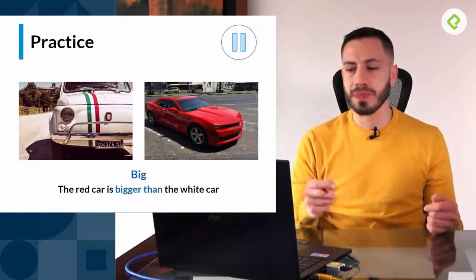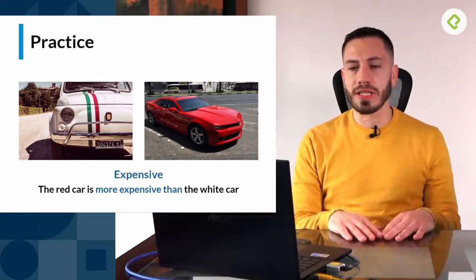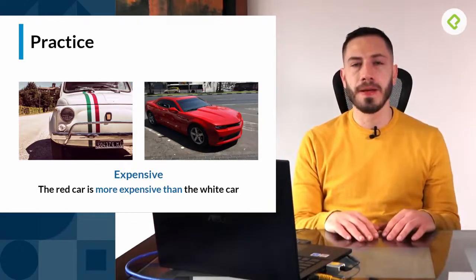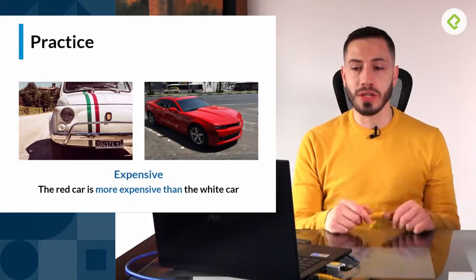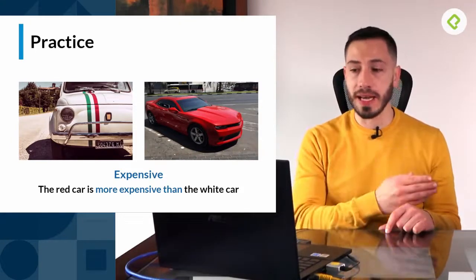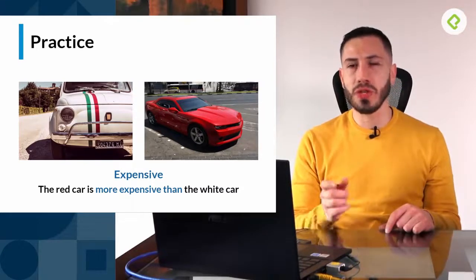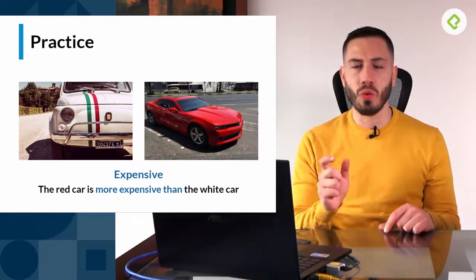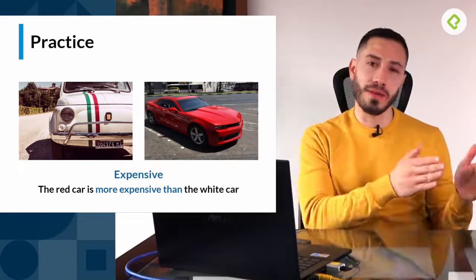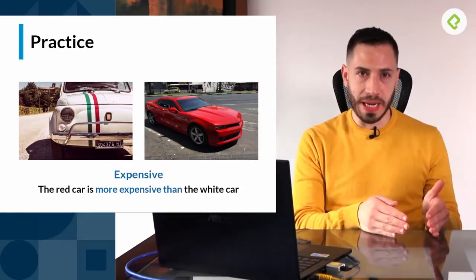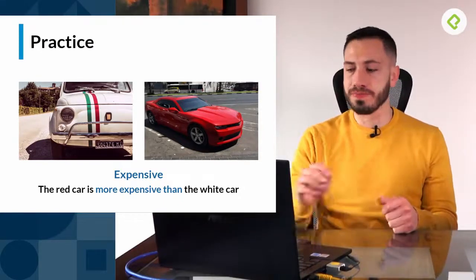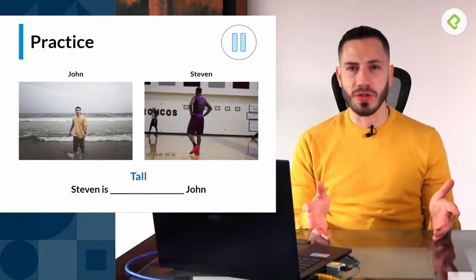Very easy, right? Let's have a look at another example with a longer word, like expensive. If we want to compare the 2 cars, you would say the red car is more expensive than the white car. Do you see the difference? Do you see when do you need to add ER and when do you need to add more plus adjective plus than? Very good. Let's now practice with that structure.